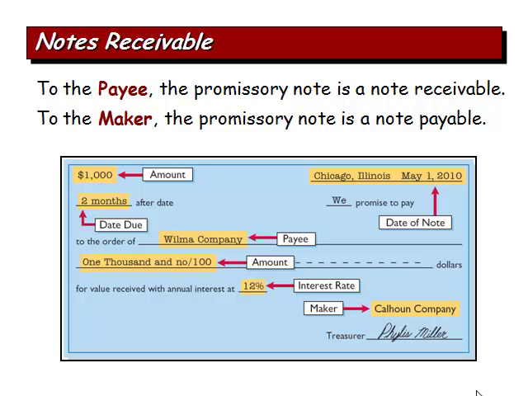Okay, to the payee, the promissory note is a note receivable. To the maker, the promissory note is a note payable. So you can see on the bottom here that the maker is Calhoun and the payee is the Wilma Company.